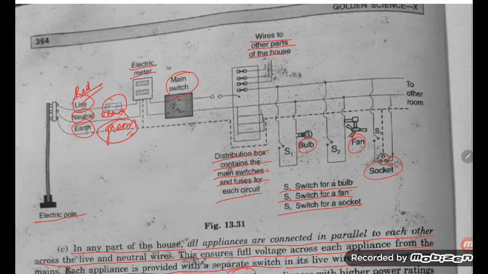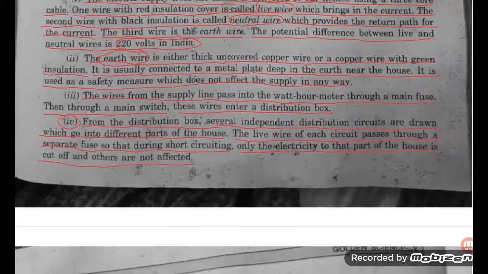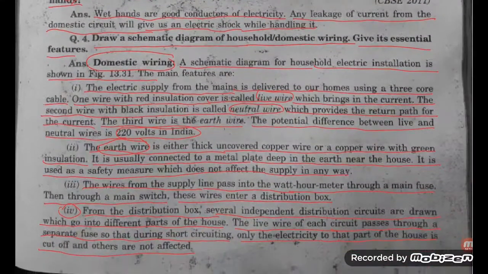The voltage difference between red and black is how much, students? 220 volts in India, students. So these things we need to see, students. We need to study them for exam purposes, students.